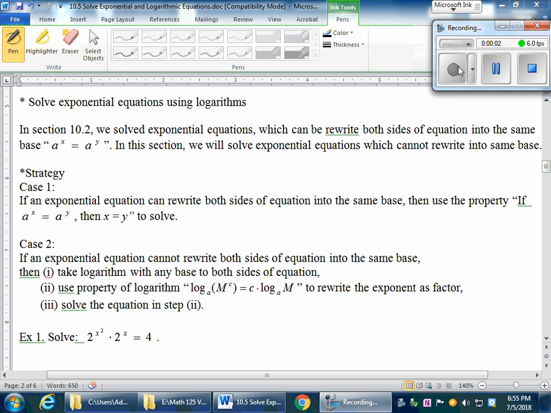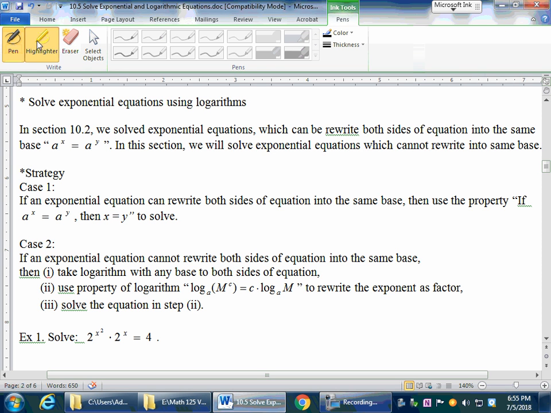Next topic that we're going to look at is solving exponential equations using logarithms. In 10.2, we solved the exponential equations which can be rewritten with both sides of the equation in the same base with a single exponential term. That is, a to the x power equals a to the y power. In this section, we're going to look at exponential equations you cannot rewrite into the same base. For example, 2 to the x is equal to 5.